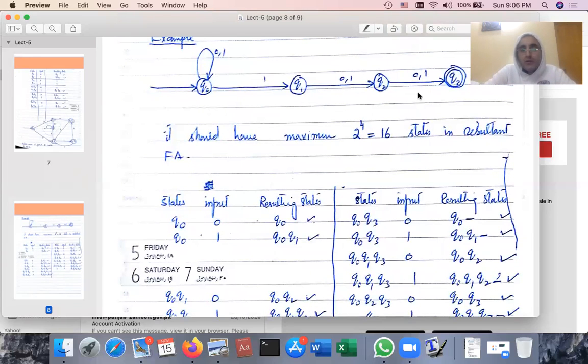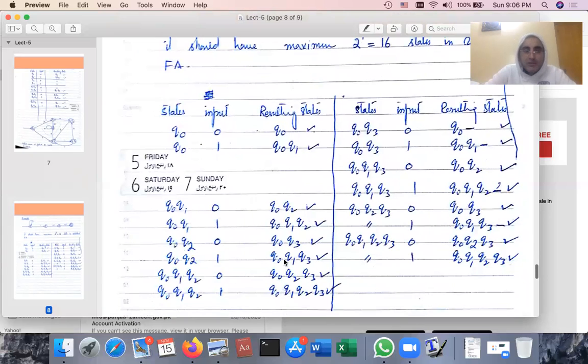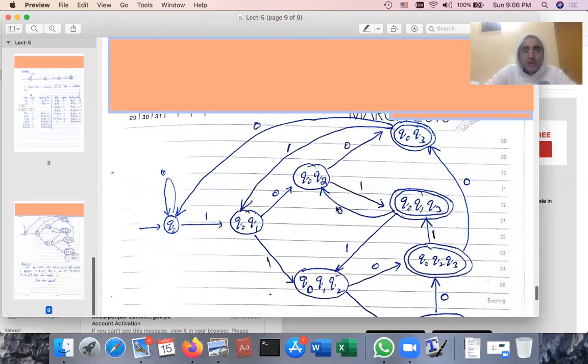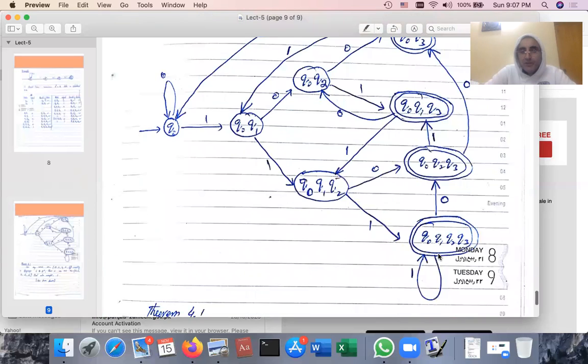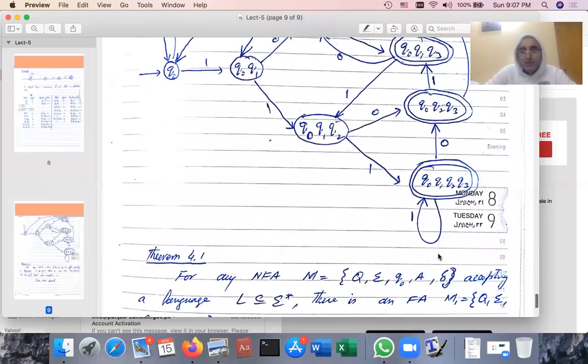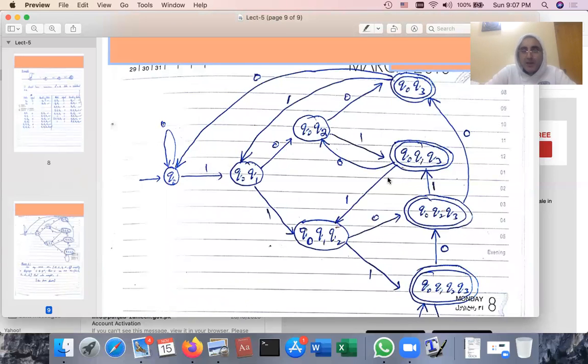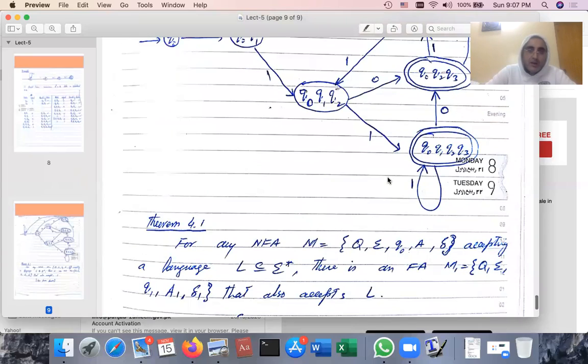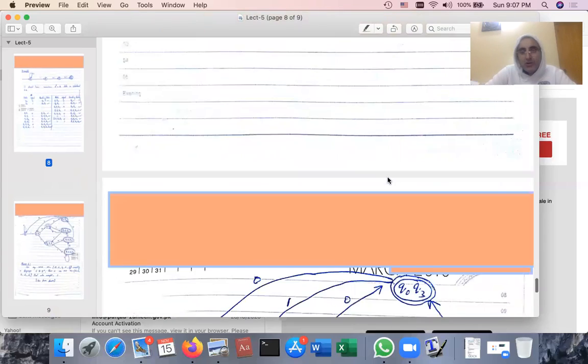Again, you have to draw the same transition table. You can check this one by yourself, and then draw the states in a similar way, using the same method. It is already solved for you.